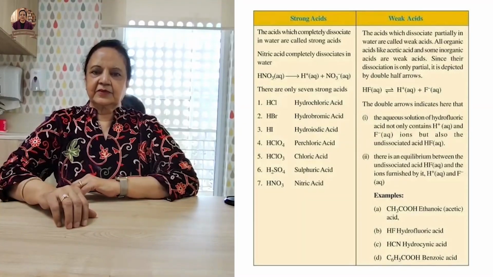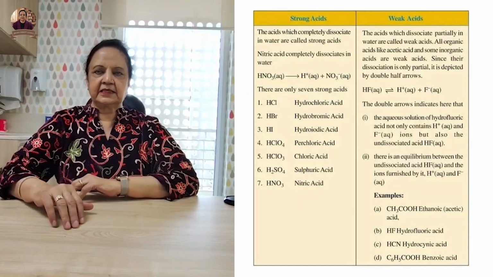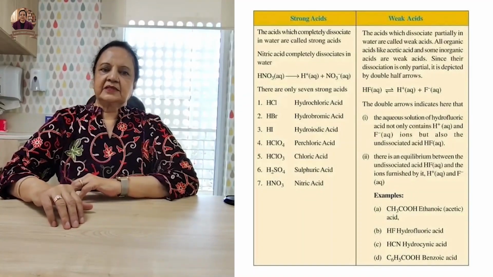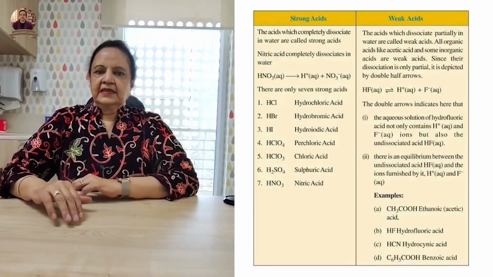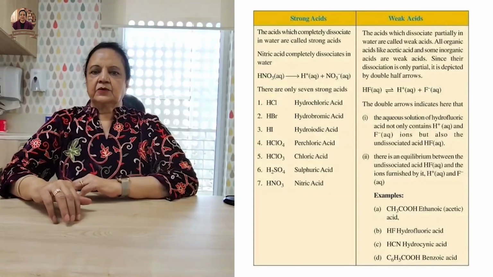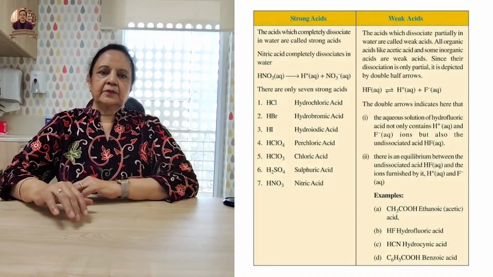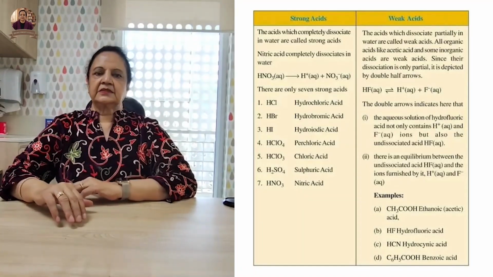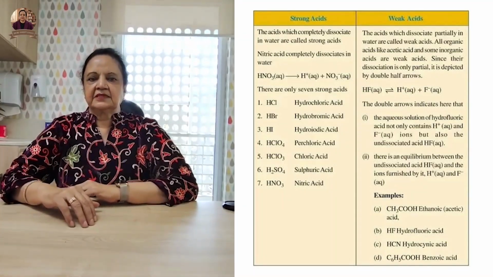Understand this carefully. Strong acids like HCl ionize completely. Weak acids like acetic acid ionize partially. Concentration is about how much solute is dissolved. Acids are proton donors, sour to taste. Bases are proton acceptors and bitter.